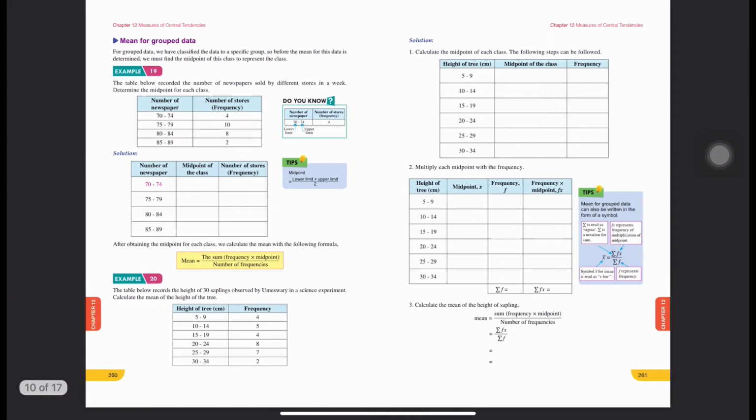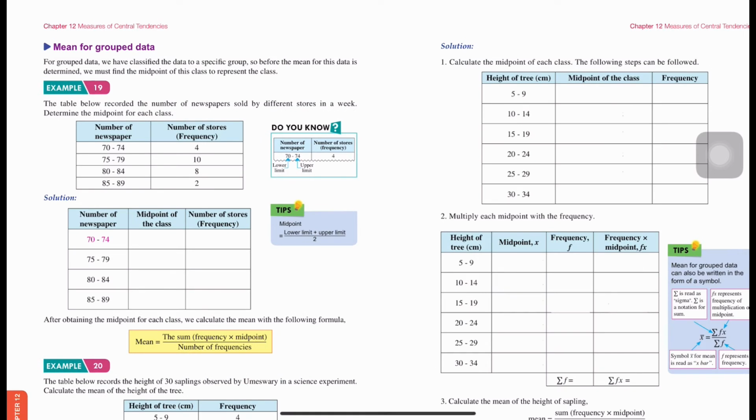Next subtopic adalah mean for group data. For group data, we have classified the data to a specific group. So before the mean for this data is determined, we must find the midpoint of this class to represent the class. Kalau kita nak cari mean untuk frequency table, jangan awak terkejut pula apa itu frequency table. This is actually the frequency table.